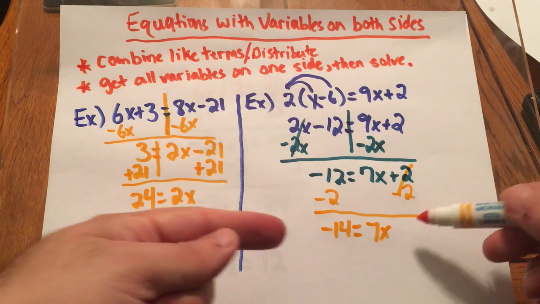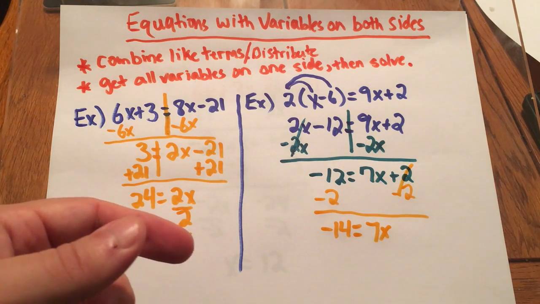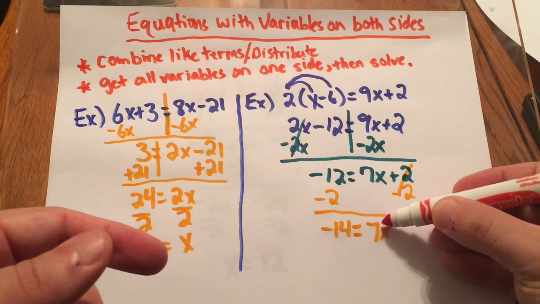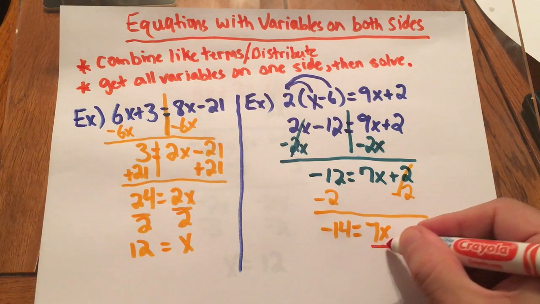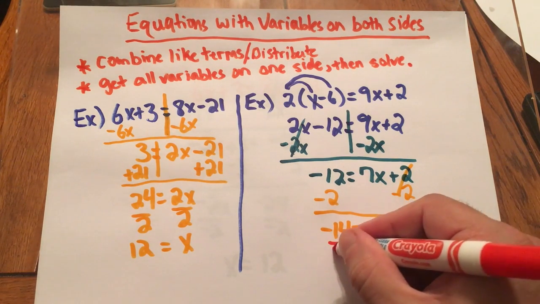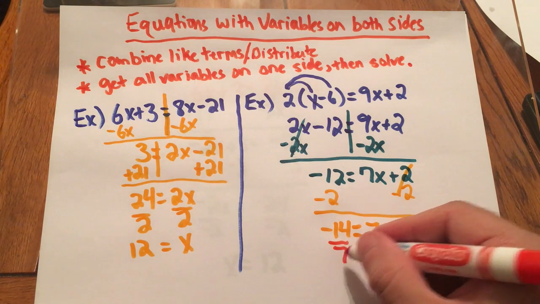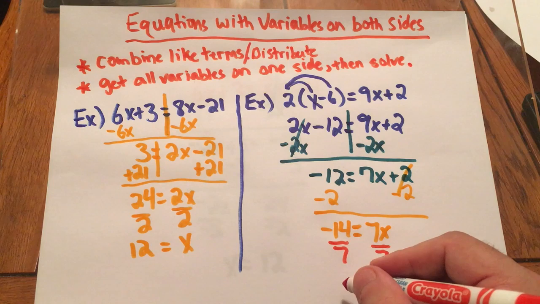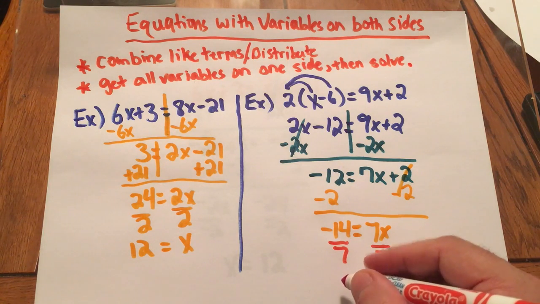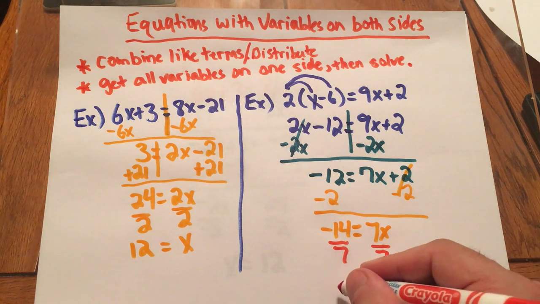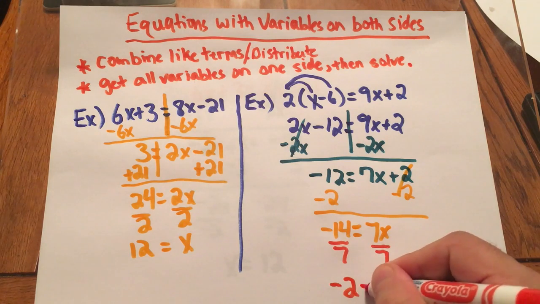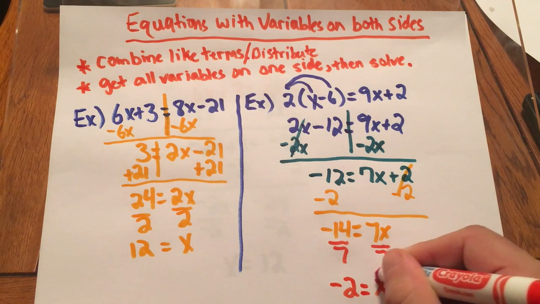And then your final step here will be to get x by itself. This is 7 times x. To undo times, we divide both sides by 7. So negative 14 divided by 7, negative divided by a positive is negative, and then 14 divided by 7 is 2. So negative 2 is equal to x is my answer.